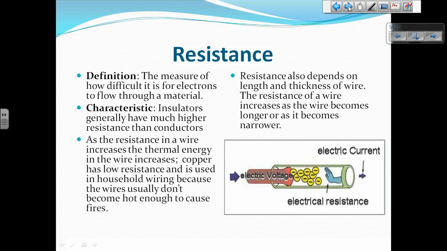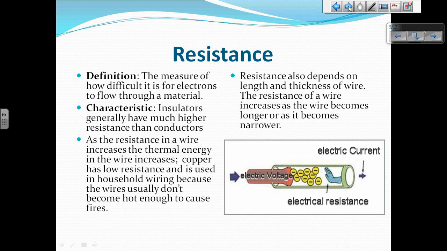All right, resistance. Let's talk about resistance next. The resistance in a circuit is the measure of how difficult it is for electrons to flow through a material, hence the word resist. When something is resisting something, it doesn't want to do something. Insulators are generally going to have a much higher resistance than conductors. As the resistance in a wire increases, the thermal energy will also increase because there's more friction. Whenever you increase the resistance, you've got things kind of pressing against each other more, so you're going to, of course, produce more thermal energy.